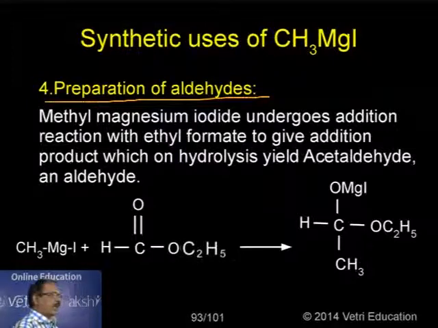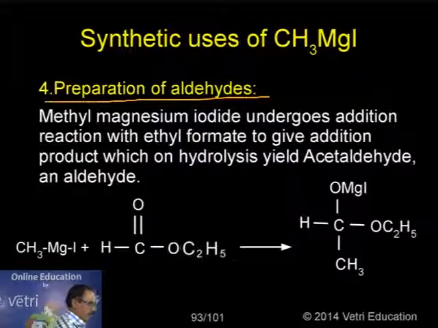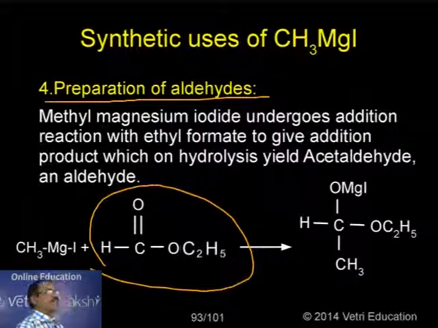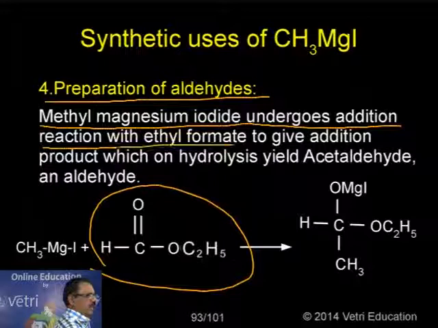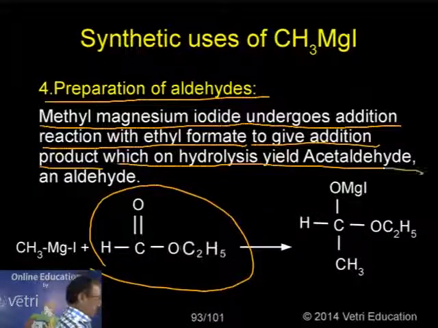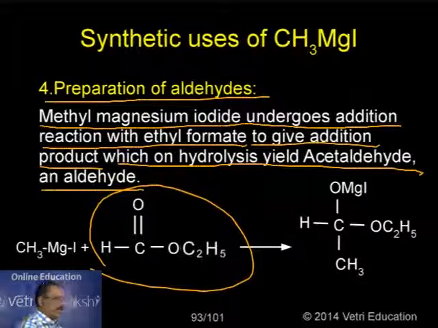Whenever I want to get an aldehyde, this is the method I have to follow. I have to always use ethyl formate or methyl formate. So, methyl magnesium iodide undergoes addition reaction with ethyl formate to give an addition product, which on hydrolysis yields acetaldehyde, an aldehyde. This is very interesting.